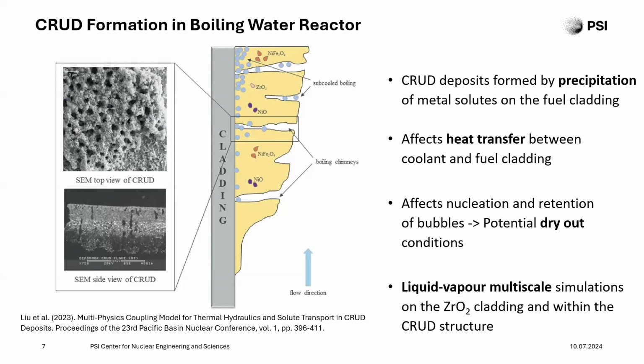So because of the different heat transfer coefficients, you have a loss in efficiency for the reactor operating conditions. But more importantly, it affects the nucleation and retention of bubbles, which creates potential dryouts, in which case the bubble sticks on the surface, and that can cause higher thermal fatigue on the cladding and can even lead to cracking, which, as you can imagine, is a scenario we really want to avoid.